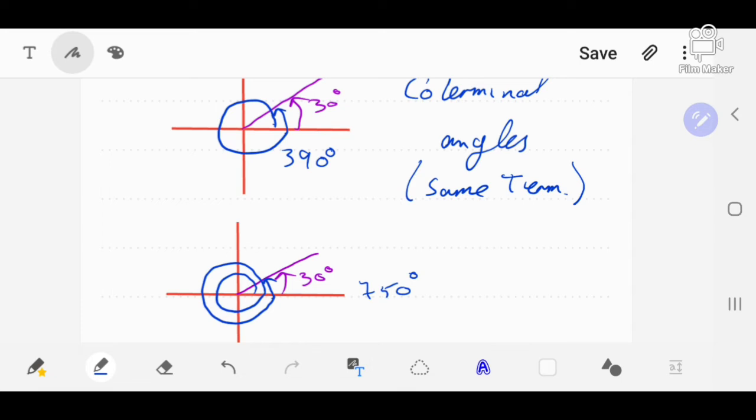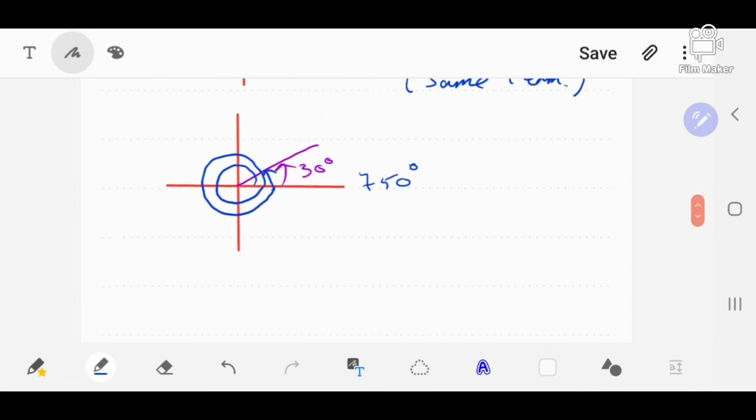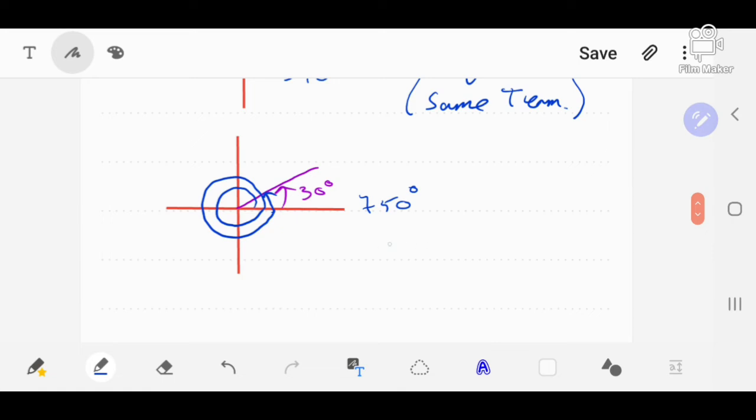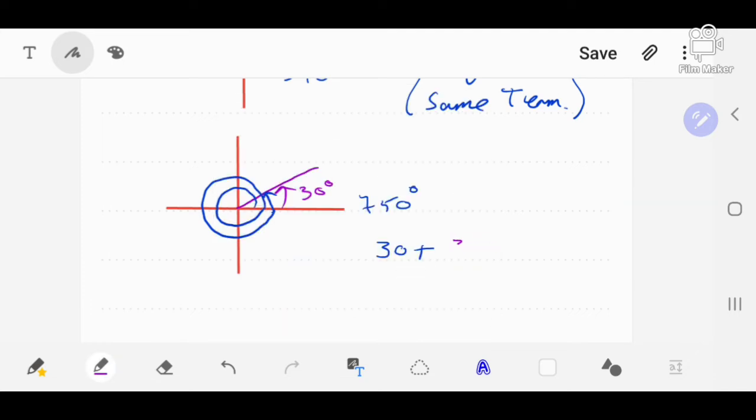So I will have infinitely many coterminal positive angles. Now how am I going to get that? Simply, it's 30 plus 360s. But how many 360? Well, I don't know, so I'm going to say plus 360 times n, where n is any integer. So 1 360, 2 360s, 3 360s, and so on.